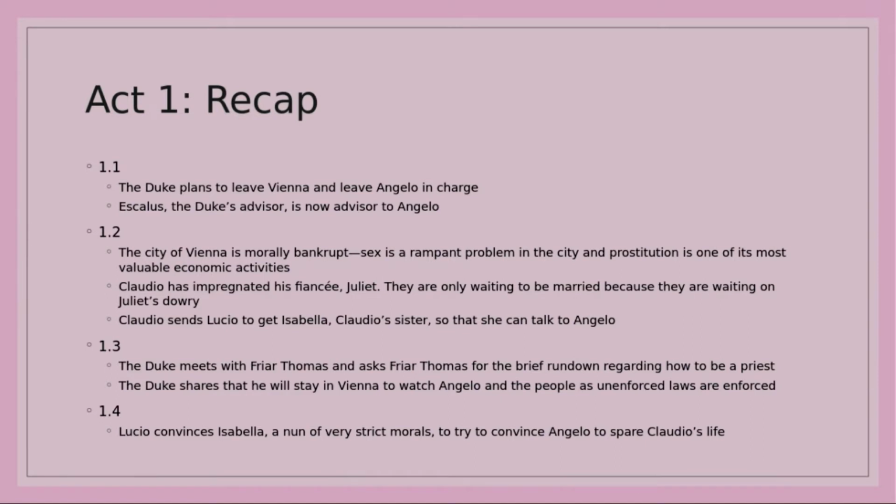We also see that Claudio has impregnated Juliet, who's his fiancée. Now, Claudio tells Lucio that they haven't been married yet because there was an issue with her dowry. They're waiting until her dowry can be scraped together so they can get married. If you're unfamiliar with what a dowry is, it's also called a bride price during this time period, but it's essentially where the bride's family gathers together money and valuable heirlooms, things like that, and then gifts it to the new husband.